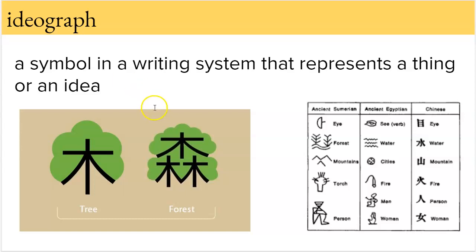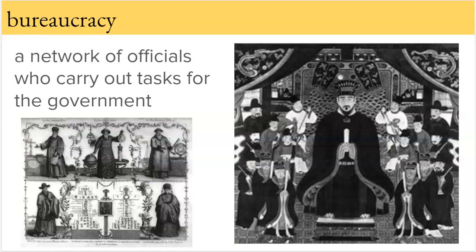This is a really cool concept, at least in my opinion. So we have a tree, you can see this symbol of a cross and then two lines coming down. And then to represent the idea of a forest, you have multiple trees. And here are some other examples of ideographs in ancient Sumerian, ancient Egyptian, and also in Chinese. So this is a technique that was used in many civilizations. Bureaucracy, a network of officials who carry out tasks of the government.